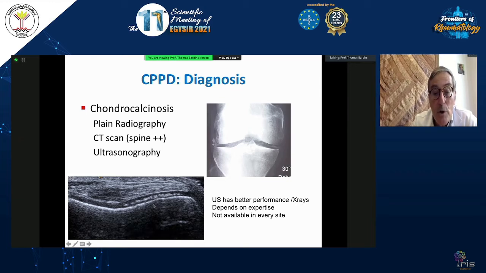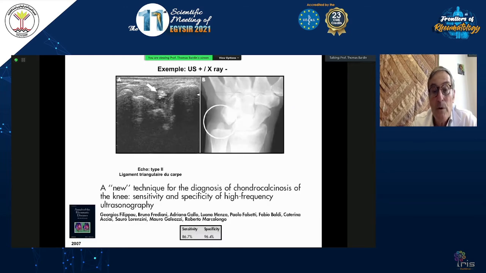You can see here on this femoropatellar view the presence of this material in the middle layer of the cartilage. This is very, very typical. But there are some pitfalls in ultrasonography. Not every joint can be scanned by ultrasound scan, and diagnosis is highly dependent on the expertise of the observer.